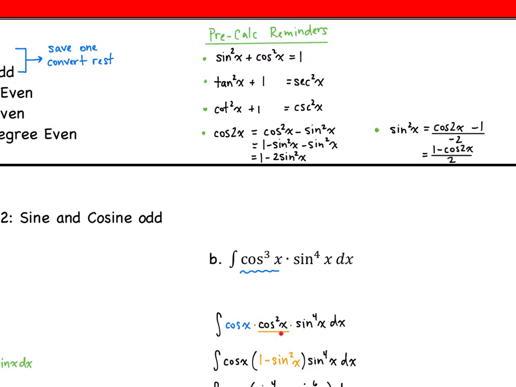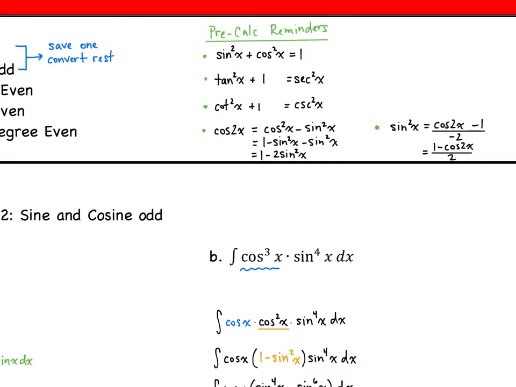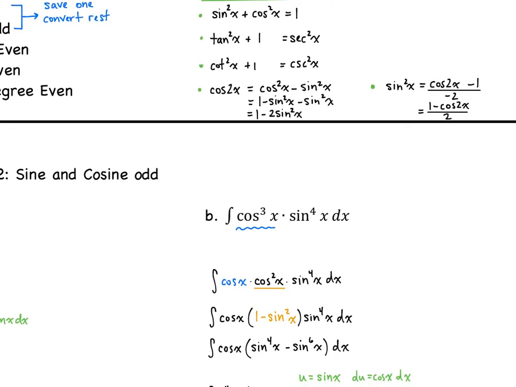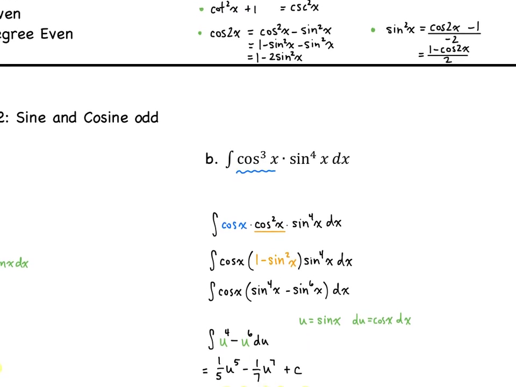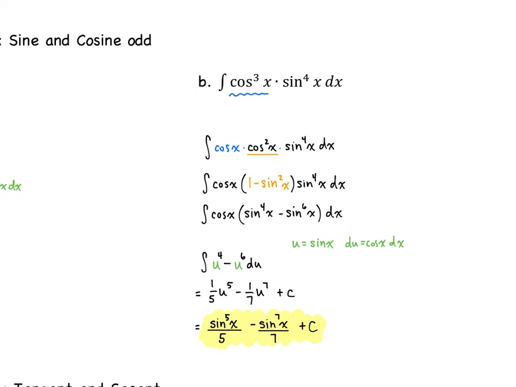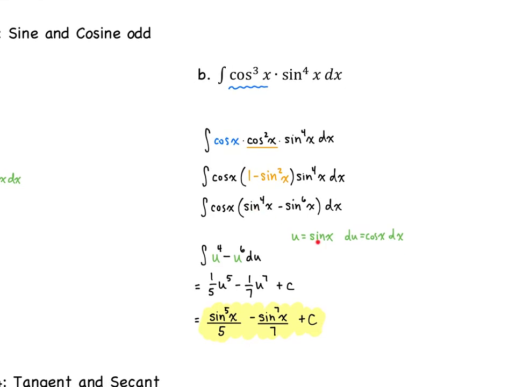So now we use that trig identity from up above. Cosine squared is 1 minus sine squared. So now we just distribute that sine to the 4th inside there. Now we've made our lives easier so that we can actually use a U substitution. If we let u be sine, then du is cosine dx. That takes care of this, and then we can rewrite the inside as u to the 4th minus u to the 6th du.